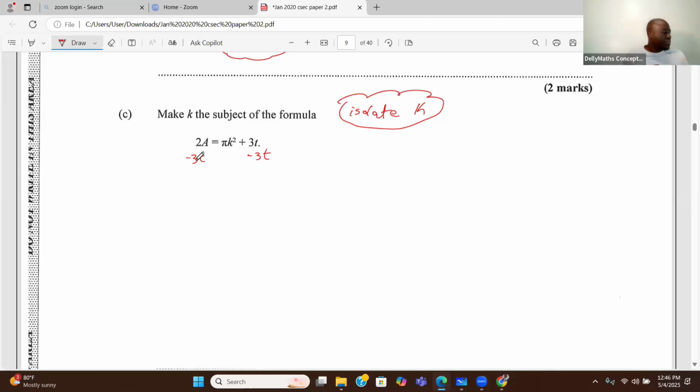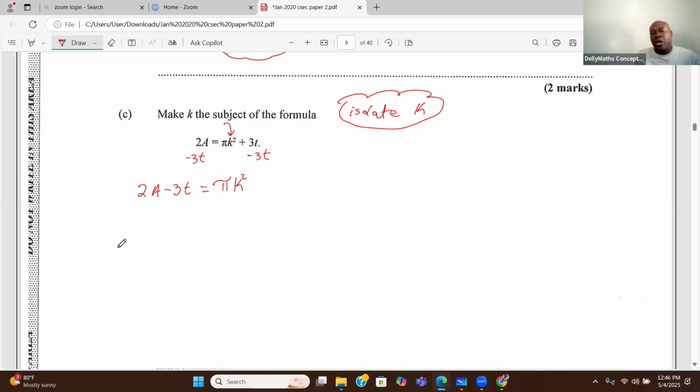And the thing is, whichever side my variable on, I'm going to leave it there. So I'm not caught up in terms of I need to get it on the left. I don't care. So if I see the variable on the right side here, that's where it's going to stay. That's what I mean. So I'm going to have 2a on the left with a minus 3t. And this is equal to the pi symbol here with k squared.